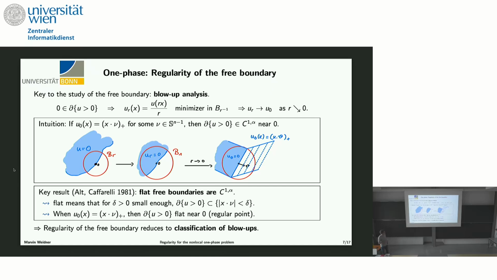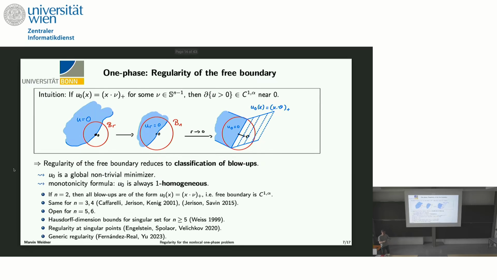So what does flat mean? Flat means that you can trap your free boundary near such a point between 2 parallel hypersurfaces that are close to each other, right? So near these points, whenever the free boundary can be trapped between two parallel hypersurfaces that are very close to each other, you will see this picture and you can prove that the free boundary will be C^{1,alpha} near these points. So the key is, of course, to classify these blowups, to understand when the free boundary is flat, when do you get this picture. And as we've seen already yesterday, there are several results in this direction, but also several results are still open.